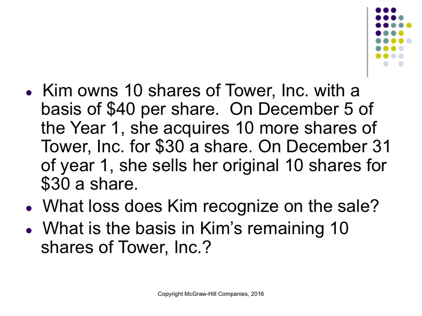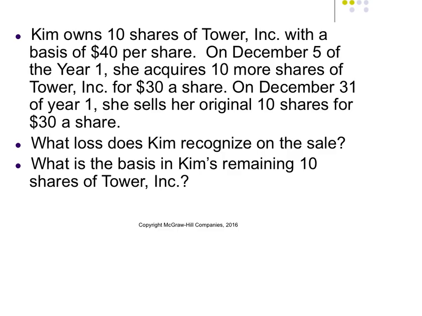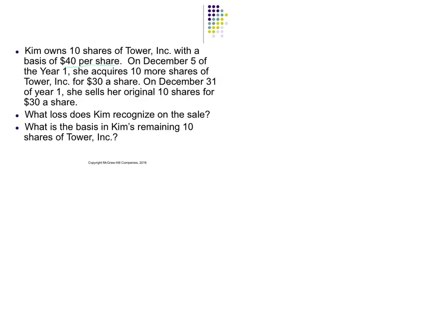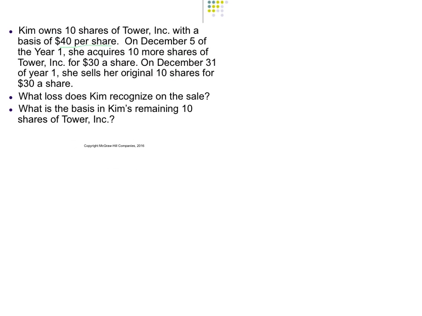So we've got Kim, and Kim owns 10 shares of Tower Inc. stock, and her basis is $40 a share. On December 5th, she acquires 10 more shares at $30 a share. On December 31st, she sells her original 10 shares for $30 a share. What loss does Kim recognize, and what is the basis in her remaining 10 shares? So two questions. What loss does she get to recognize, and then what is her basis? I'm going to move the verbiage of the problem over here, and then we'll work it out.